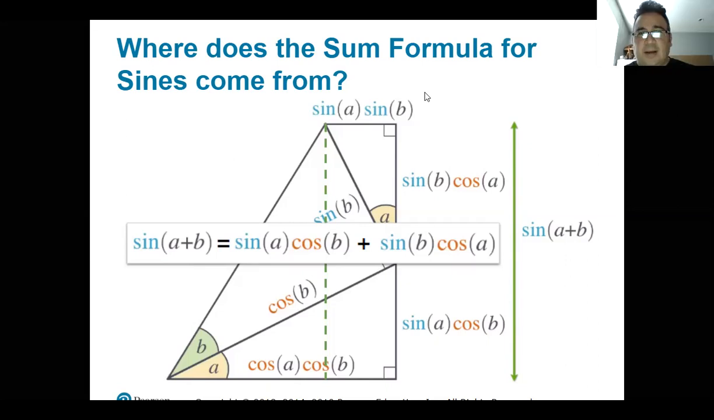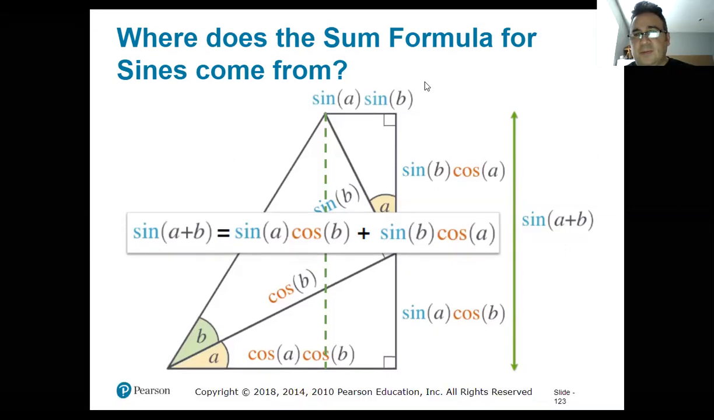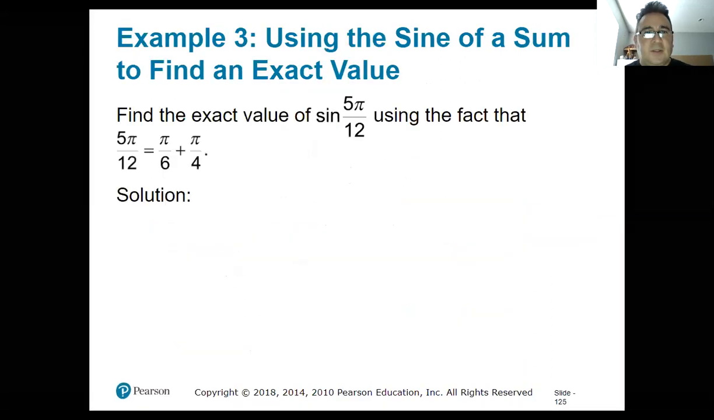Let's take a look at a problem. They want us to find the exact value of the sine of 5 pi over 12 using the fact that 5 pi over 12 is equal to pi over 6 plus pi over 4. Go ahead, and this is example 3.